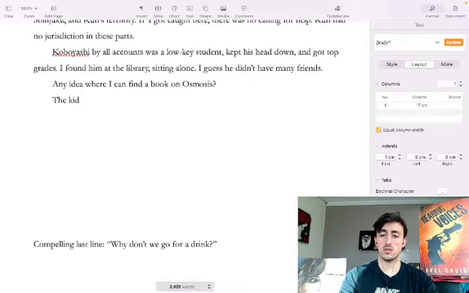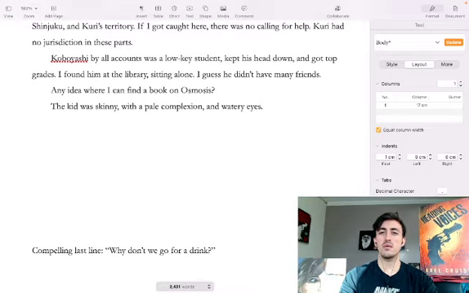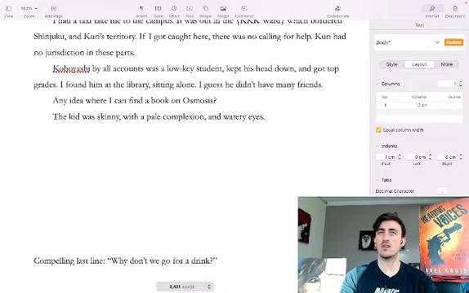Okay, so we need to describe the kid, right? What does he look like? The kid was skinny, with a pale complexion, watery eyes. Right, he's a bit of a snivelly. Maybe his relationship with his father isn't so good either. He's a bit of a weak kid, sort of an outcast. And yet the father can't really do anything about that. He's his son. He's heir to the throne. Kid was skinny with a pale complexion and watery eyes.